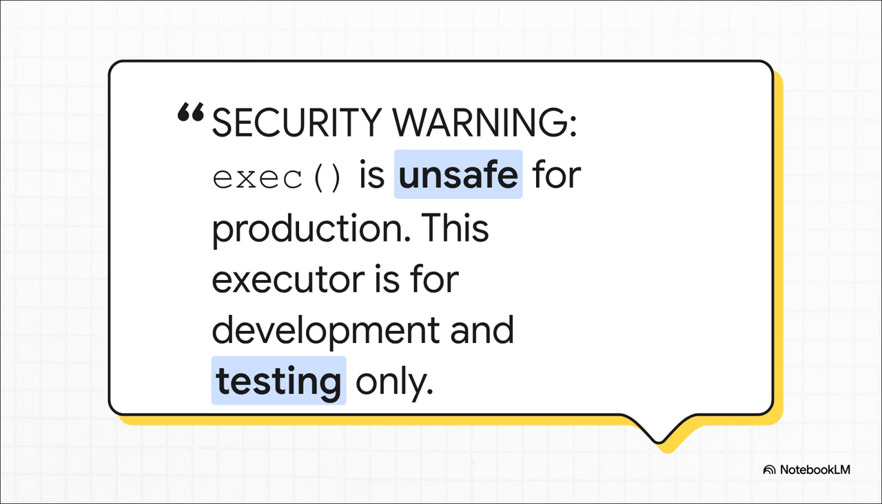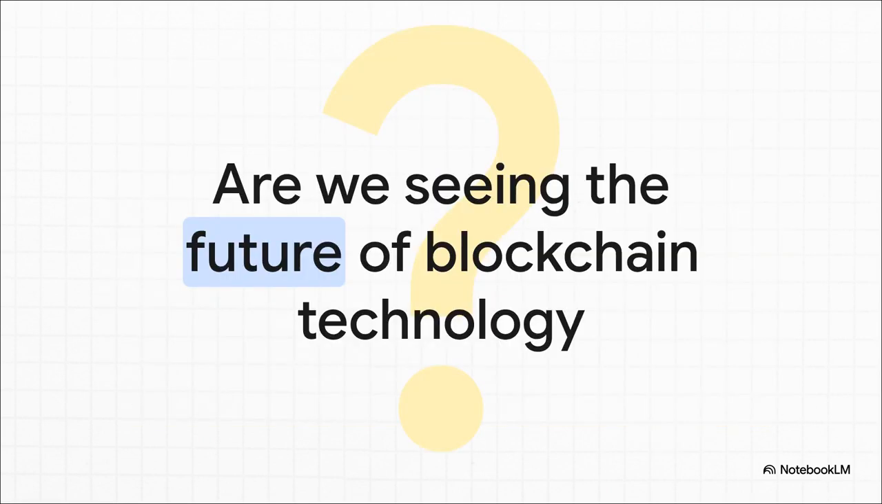The developers themselves leave a very clear warning in their documentation. Using the exec function like this is insecure for a live production system. Now that's not a flaw. It's a sign of transparency and maturity. It shows that this is a proof of concept designed to explore ideas, not a finished product, and they're being upfront about it. And that brings us right back to our original question.